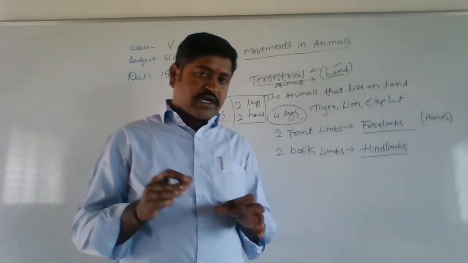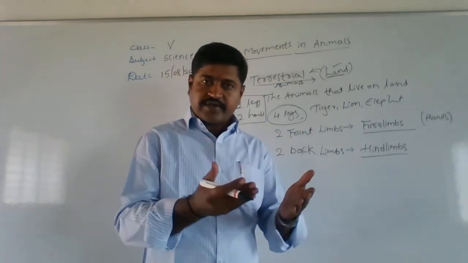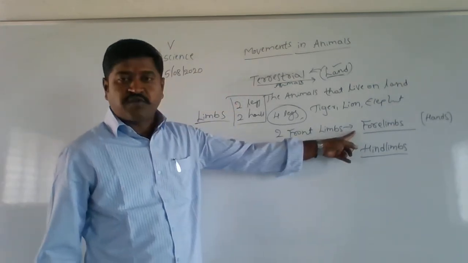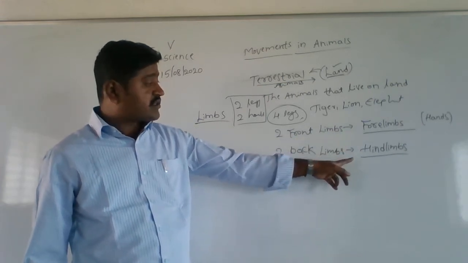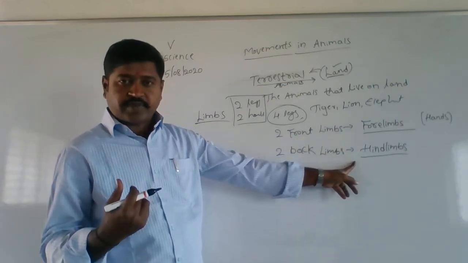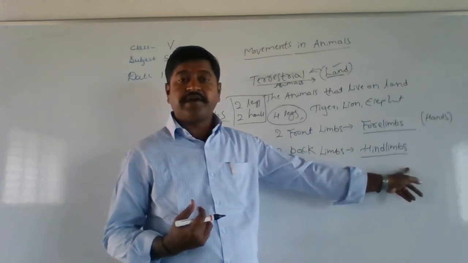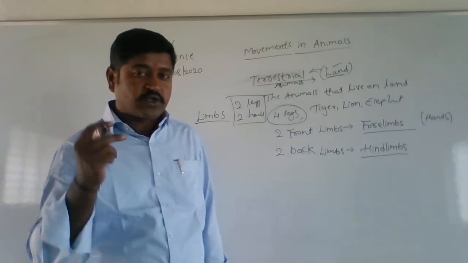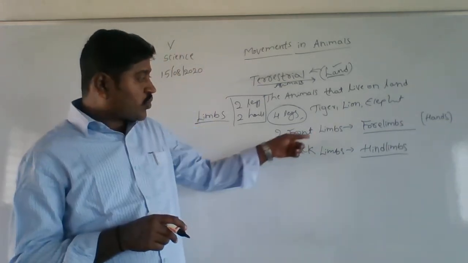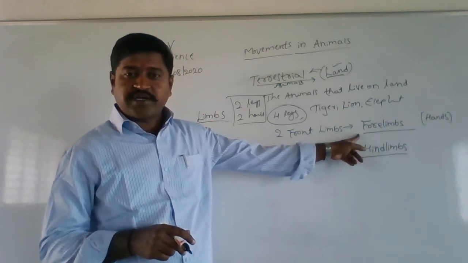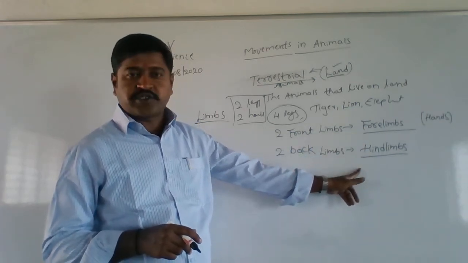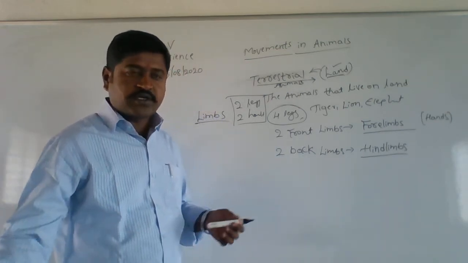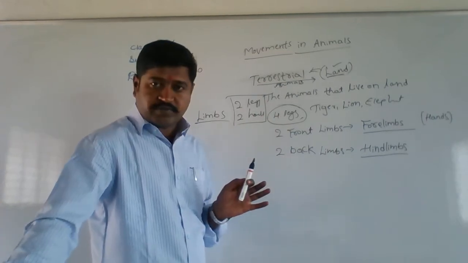Animals always have four legs. Two will be in front, two will be at the back. So those two legs in front are said to be forelimbs, whereas the two legs at the backside will be called hind limbs. But human beings have only two legs and two hands. So those two hands are said to be our forelimbs, and our two legs are said to be hind limbs. Is this clear? So this is about terrestrial animals.